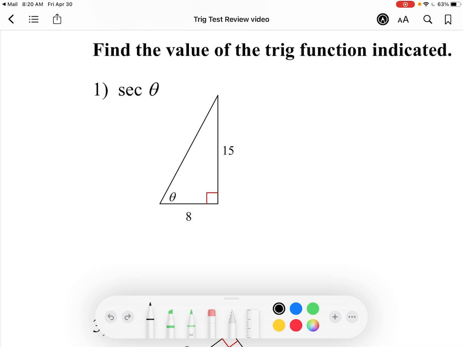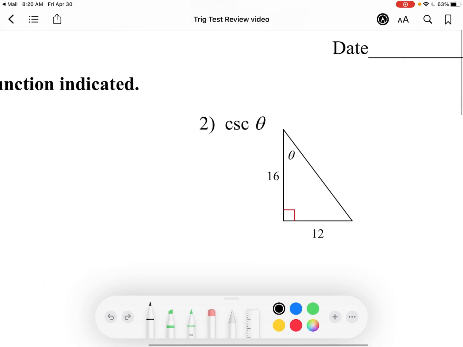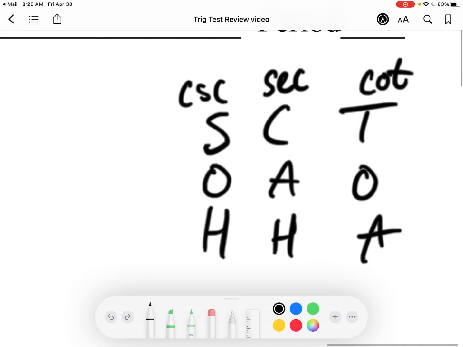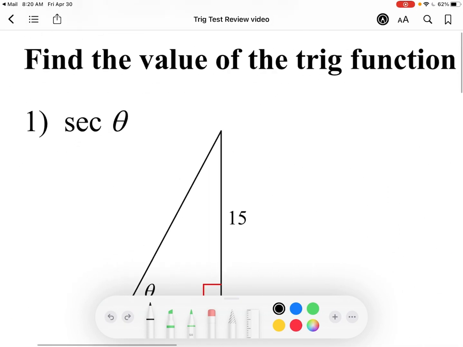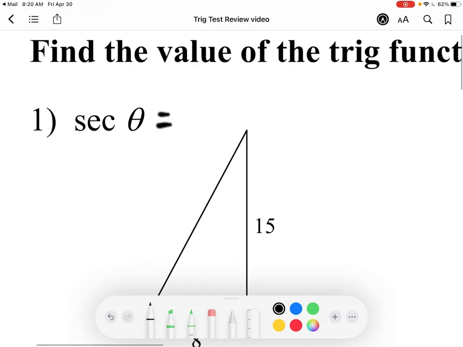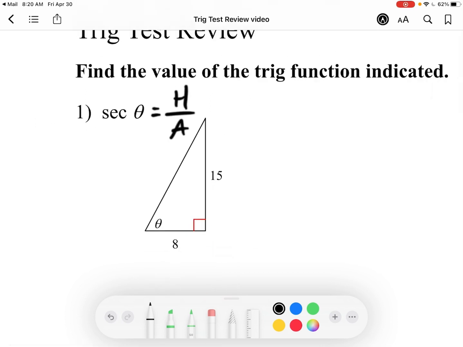All right, so for number one, we got secant theta. So we're looking for secant theta. Let's look back to our notes. Secant is the reciprocal of cosine. So if cosine is adjacent over hypotenuse, secant would be hypotenuse over adjacent. So I'm going to write secant theta is equal to hypotenuse over adjacent. That's the trig ratio. So here is our angle.